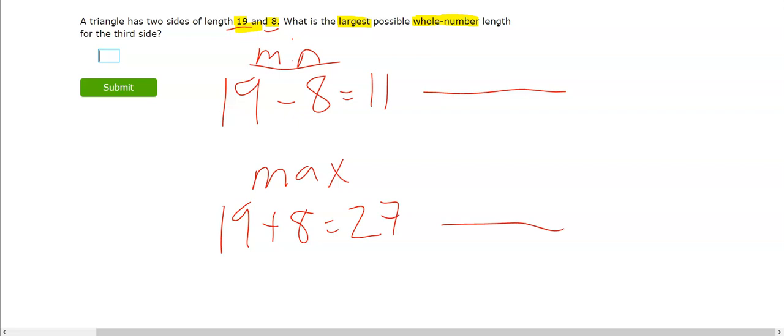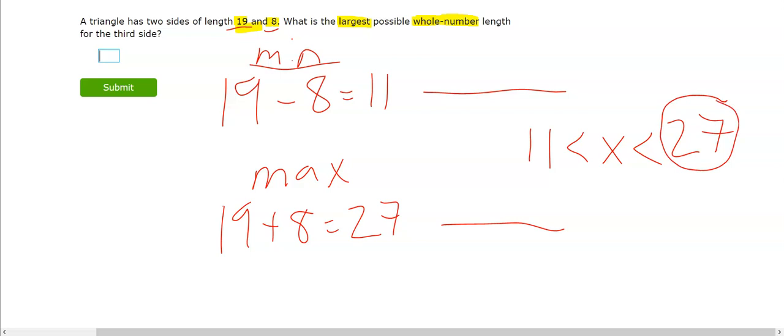What this would really look like is, let's say the triangle length is x. Somewhere between these two numbers is going to be our side length with those two side lengths of 19. All right. Now, this one's the largest possible whole number. Now notice, if we reach 27, again, we're going to create a straight line. We're not going to create a triangle.